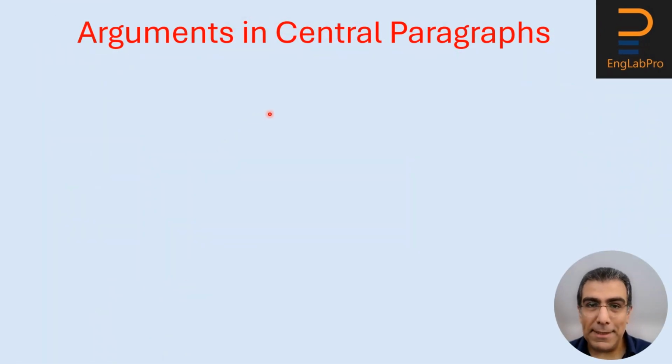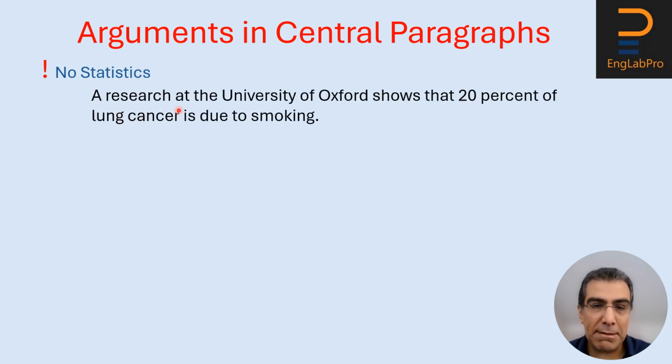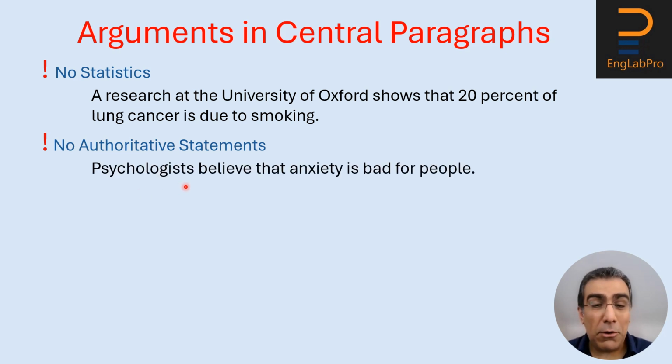When you want to present your reasons in central paragraphs, there are some things that you should consider. Well, you shouldn't write any statistics. We never write "A research at the University of Oxford shows that 20% of lung cancer is due to smoking." This is not good. No authoritative statements. I mean sentences by authorities, scientists. "Psychologists believe that anxiety is bad for people." This is what psychologists think. But here we want your own arguments.